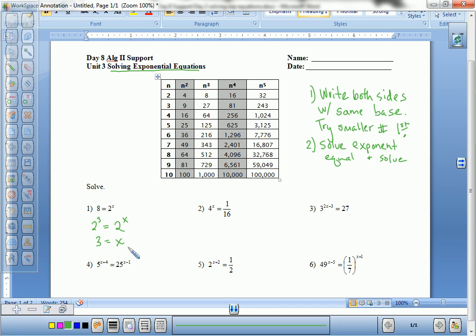Whoops, that's the next one. Okay, so number 2, 4 to the x and 1/16. So if we look at just the numbers, 4 and 16, we can write this one as 4 to the -2nd. What does the negative do? The negative flips it. So when we have a fraction, we're going to end up with a negative there. So x equals -2.